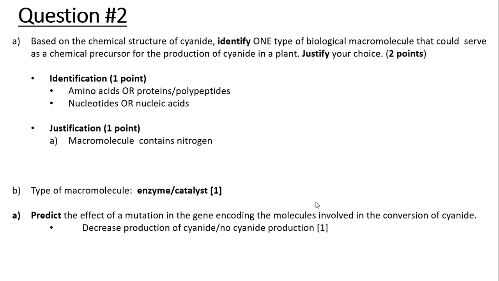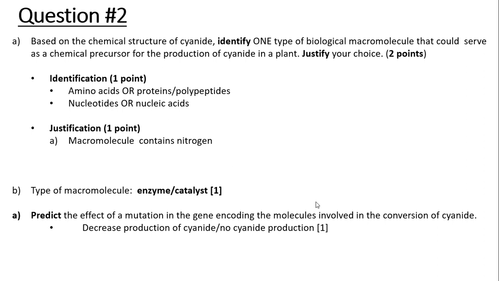So to question 2, they said, based on the chemical structure of cyanide, what's one biological macromolecule that could serve as a chemical precursor for the production of cyanide? If you looked at that picture, there's an H, a C, and an N. Compounds that contain H, C, or N would include either amino acids or proteins. You could also say nucleic acids or nucleotides. That works as well. And the justification is that they contain nitrogen.